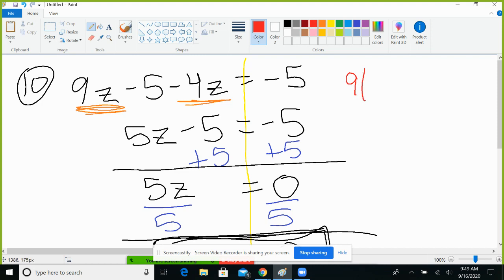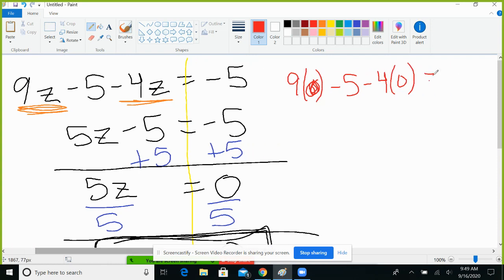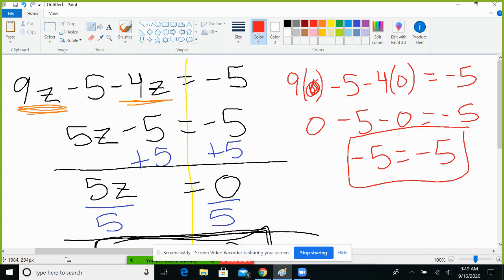So we go 9 times 0. That's a 0. Minus 5 minus 4 times 0 equals negative 5. You did these in your head. 9 times 0 is 0. Minus 5, 4 times 0 is 0, equals negative 5. Negative 5 equals negative 5. That's a true statement. So z does in fact equal 0. We just checked it by plugging it back in. Nice work.